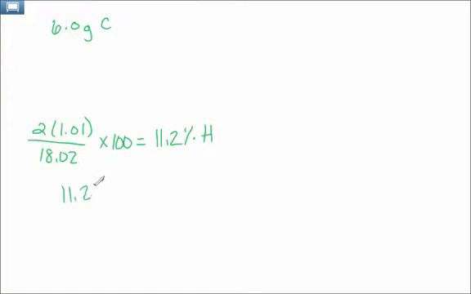And how many grams of water did we produce? 13.5. So 11.2% of 13.5 would give you how many grams of hydrogen? 1.5. Does everyone follow that step?